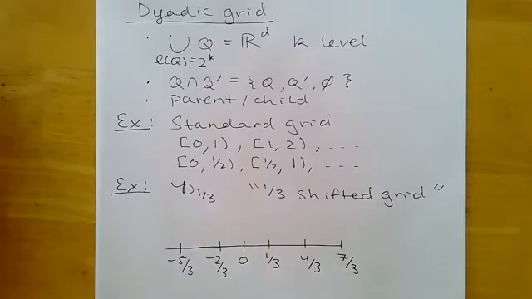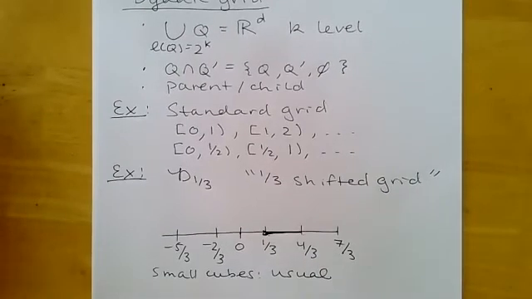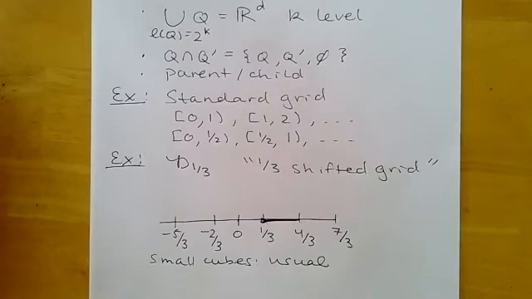So first we take the standard grid, which starts at 0, and we shift it to start at 1/3. So the cubes of side length 1 would look like the cube 1/3 to 4/3, 4/3 to 7/3, and so on. For the small cubes, what we do is just do the usual parent-child relationship. So when you want to find the children of this cube, just simply divide it in half and so on. And that will completely and uniquely determine all the smaller cubes.